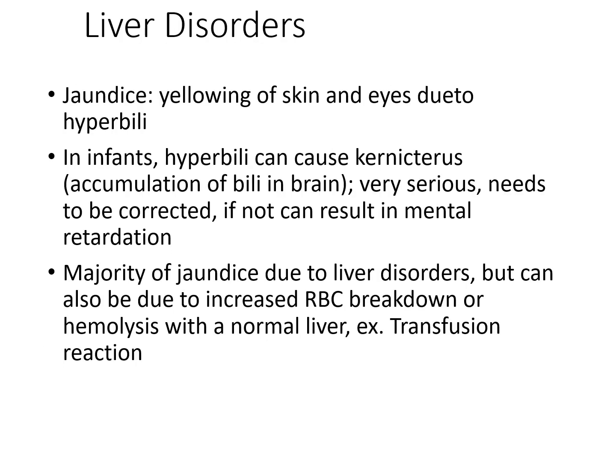All right, jaundice. We already mentioned this, but we'll do it again. Jaundice is the yellowing of the skin and sclera, the whites of the eyes, which is caused by hyperbilirubinemia, which is elevated levels of bilirubin in the blood. Jaundice can happen in infants as well.